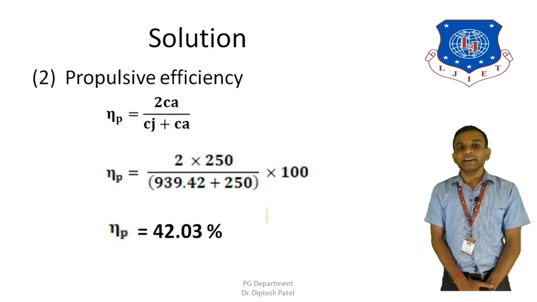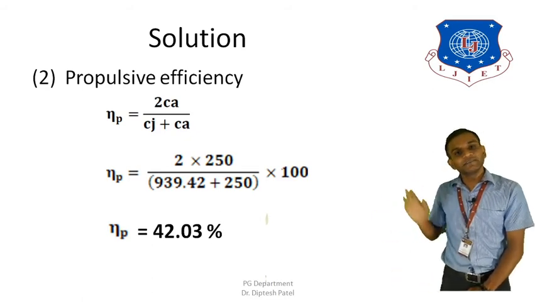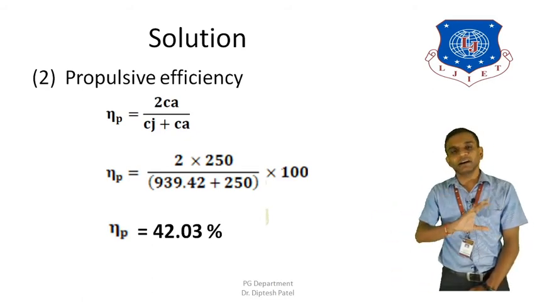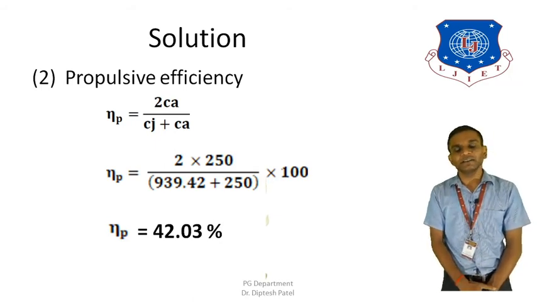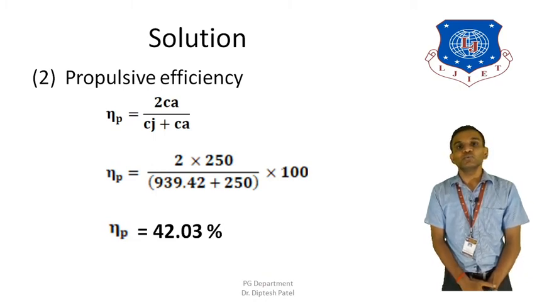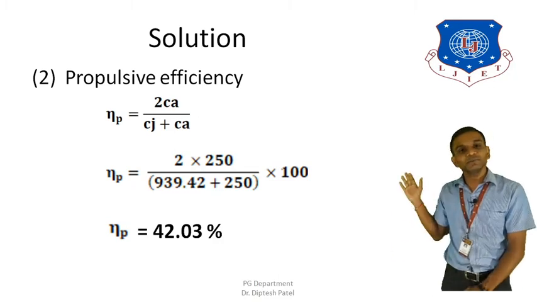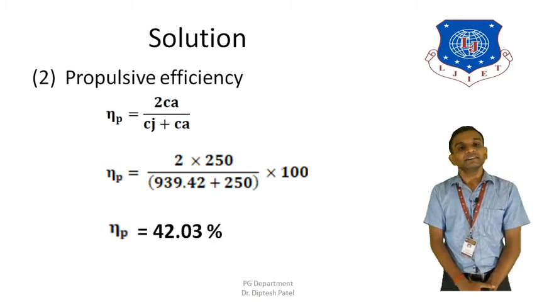Next, find out the propulsive efficiency. We are going to use the same formula which was discussed earlier during the theory session, and the formula is eta p, propulsive efficiency, which is equal to 2Ca divided by (Cj plus Ca). Here we are going to neglect the mass of fuel, so the equation reduces to eta p is equal to 2Ca divided by (Cj plus Ca), and now I have all the values, right? I got the value of Cj in the previous slide, and Ca is already given to us.